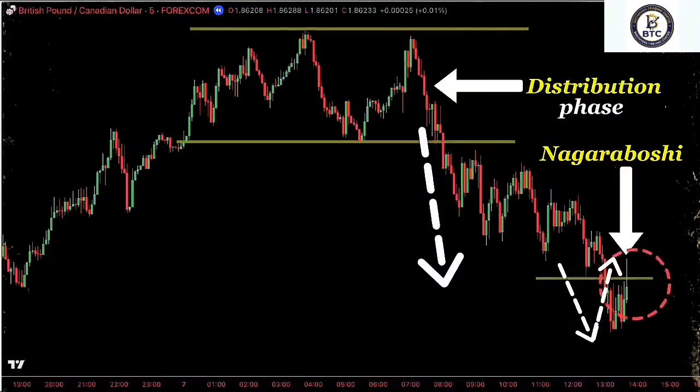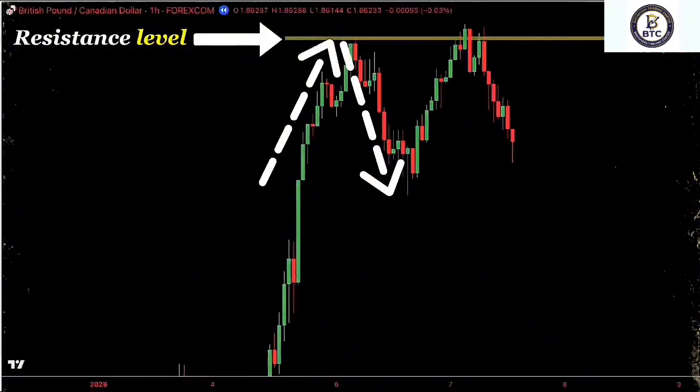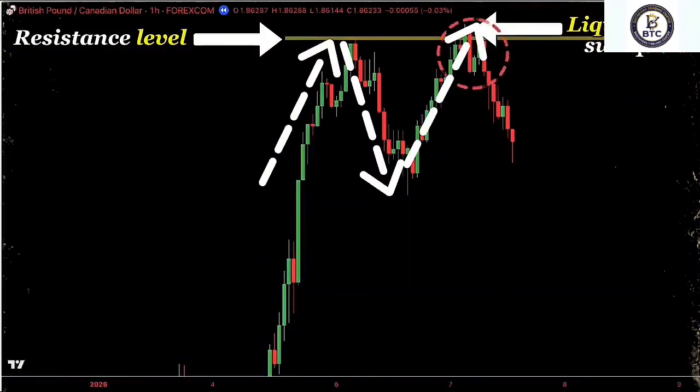Since we are trading on the 5-minute time frame, we need confirmation from the higher time frame. So let's switch to the 1-hour chart. On the 1-hour chart, the market was trending up. It reached this level and reversed, forming a resistance level. Then, price came back, broke above it, and closed below it, creating a clear liquidity sweep. This indicates that the market is likely to reverse and move down, and that's exactly what happened.